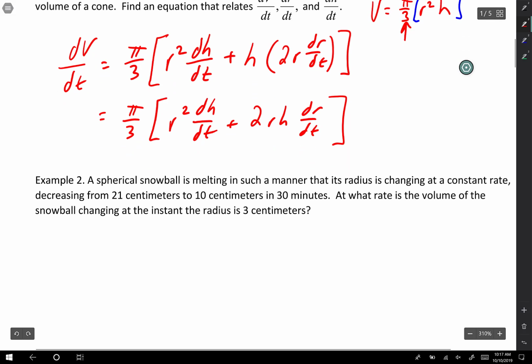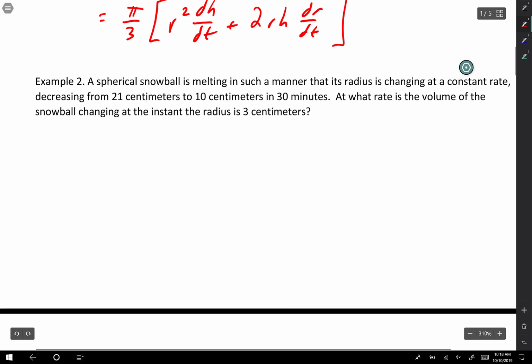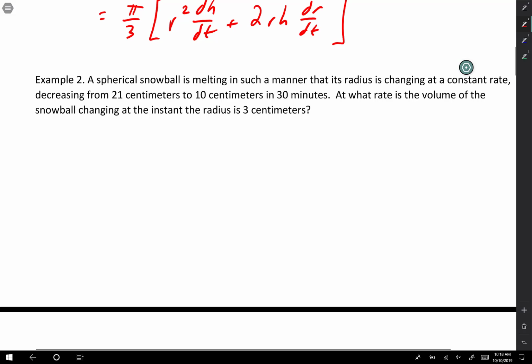Let's go to example 2 and see if we can apply some of this. Ready? A spherical snowball, by the way, this is coming from UH related rates for some of you that have already done it. A spherical snowball is melting in such a manner that its radius is changing at a constant rate. So I would write constant, decreasing from 21 centimeters to 10 centimeters in 30 minutes. At what rate is the volume of the snowball changing at the instant the radius is 3 centimeters?